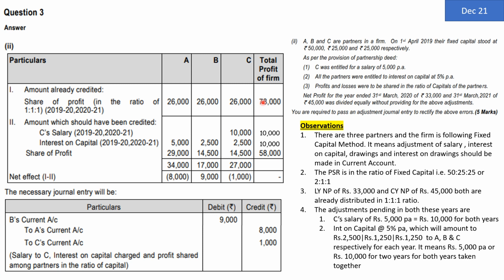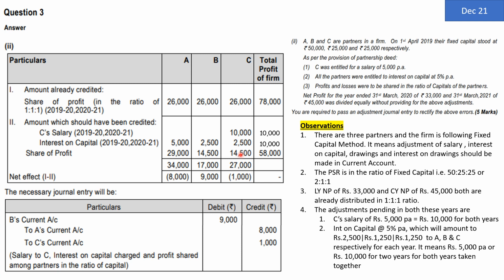That means out of 78,000, 10,000 should have gone to A, B and C as 5,000, 2,500 and 2,500 under the name of interest on capital. So out of 78,000, 10,000 to only C, and out of 78,000 again 10,000 to A, B and C like this. So what is remaining is 58,000. This 58,000 should have gone to them in their fixed capital ratio, and the fixed capital ratio is 2:1:1, that is 50:25:25. Accordingly, we are dividing 58,000 as 29,000, 14,500 and 14,500.